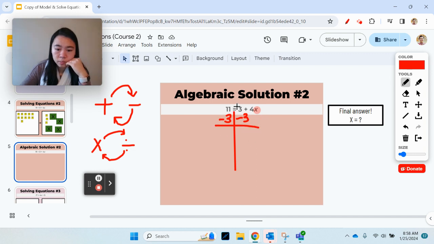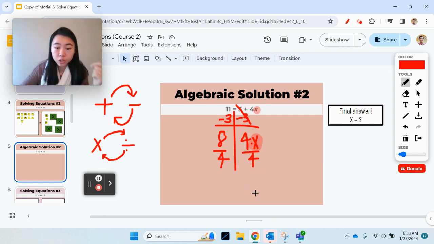Okay, so 3 minus 3 is 0. So I'm left with 4x over here. 11 minus 3 is 8. Okay, I'm still not done yet because I want x to be by itself. I'm done with addition and subtraction, so now I'm going to check for multiplication and division. This is multiplication right here. So the opposite of times 4, x times 4, is divide by 4.